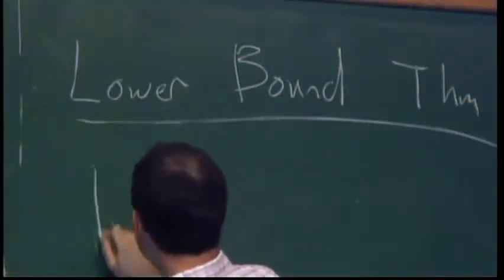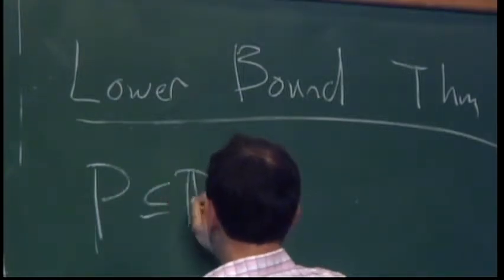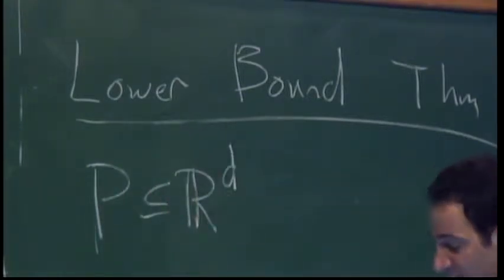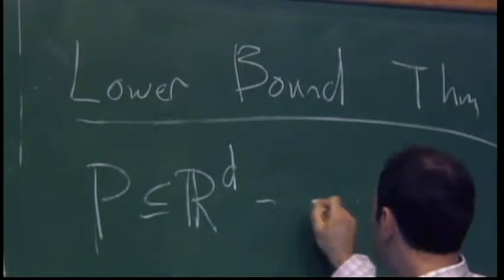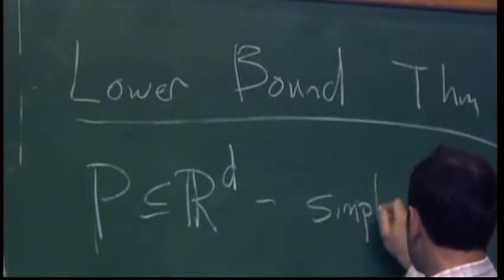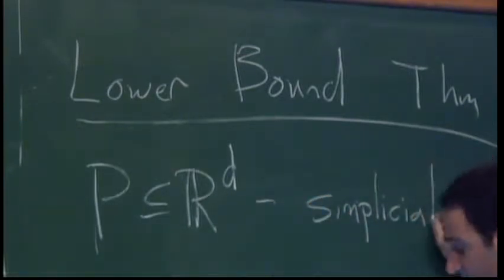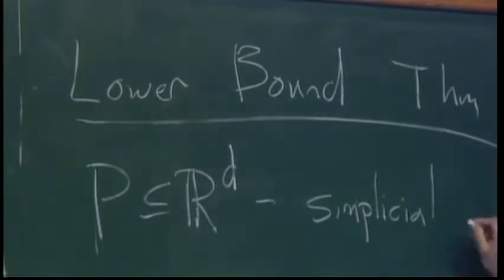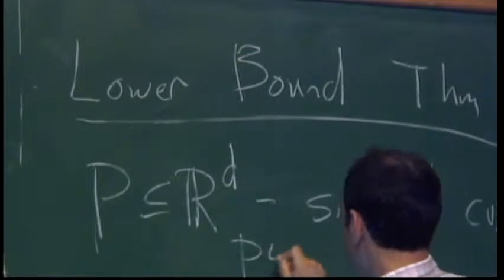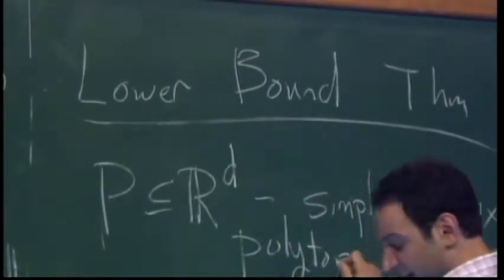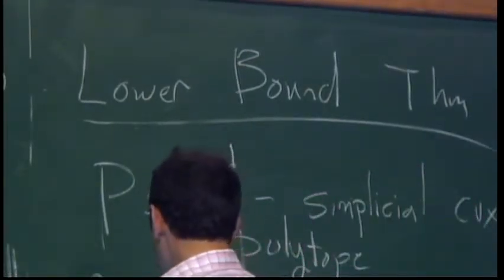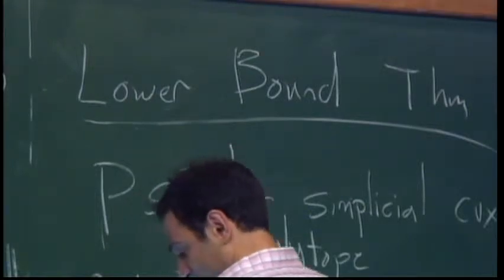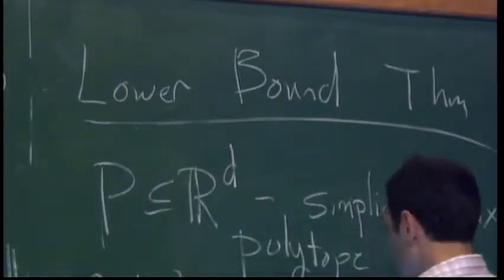So I'm going to let P be a full-dimensional convex polytope. And for convenience, I'm going to make it simplicial, meaning every proper face is a simplex. And I can look at the face numbers. So f sub k is the number of k-dimensional faces.